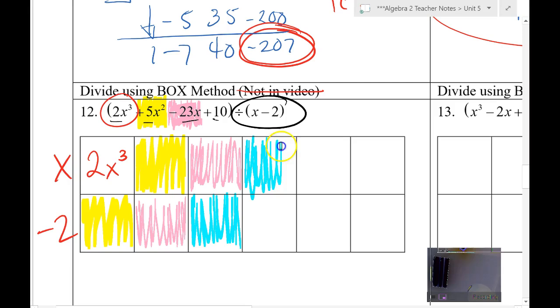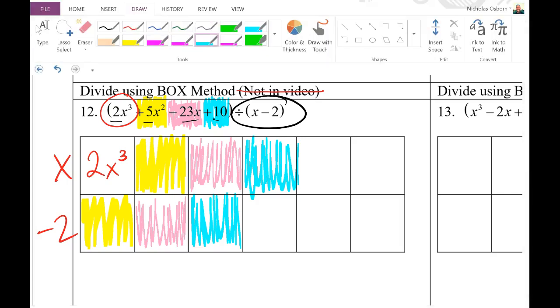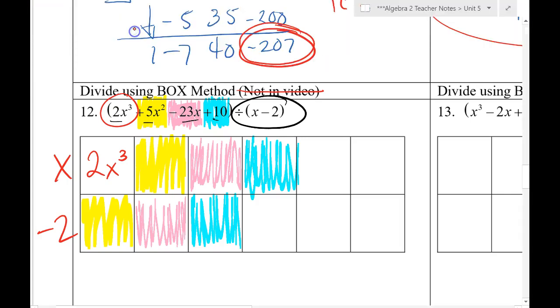Do the next diagonal, and that will be this last term, 10. All right. Now, what you're going to do next is the first thing is you say, what do I have to multiply times this x to equal 2x cubed? Well, I would have to multiply 2 and then x squared. So that number goes on top.